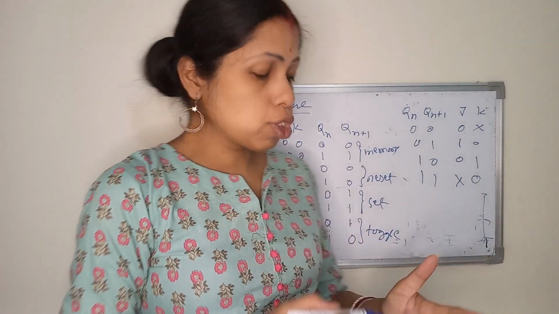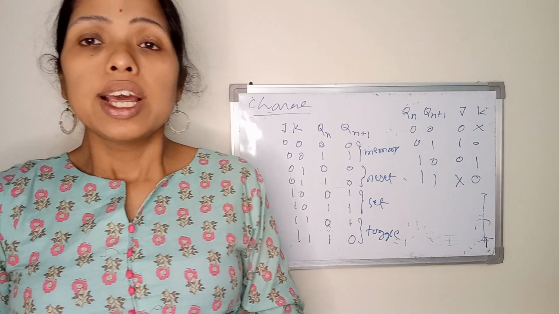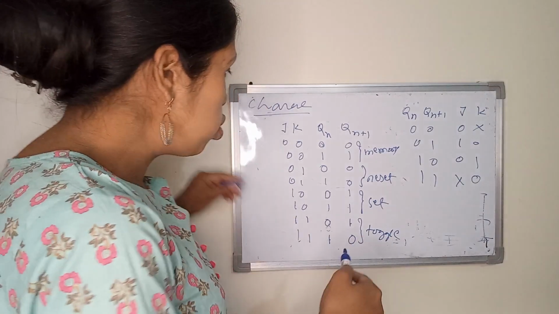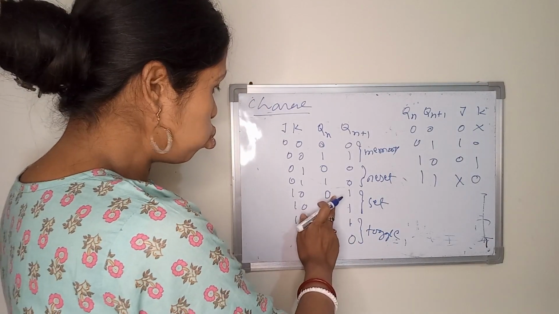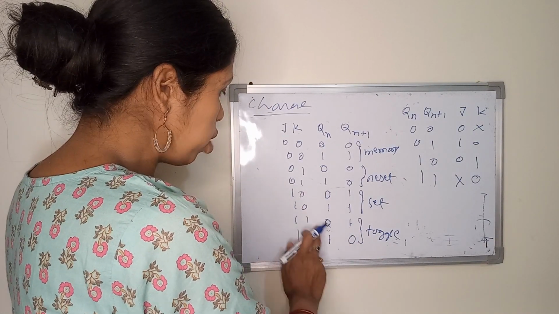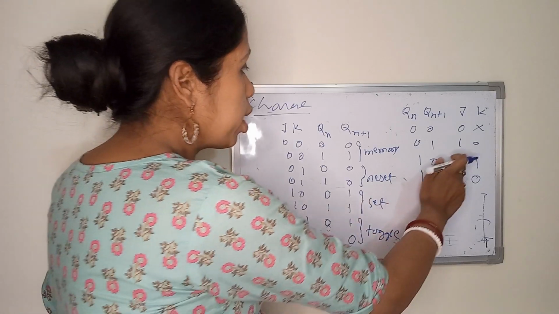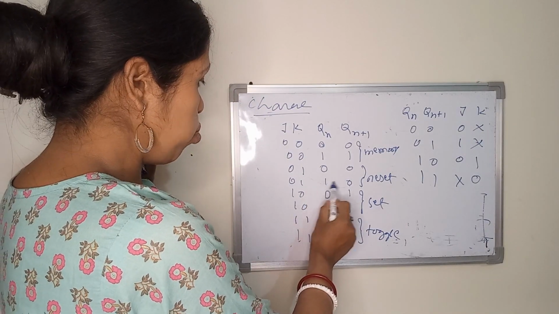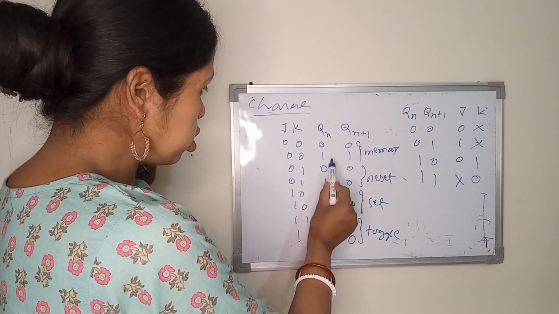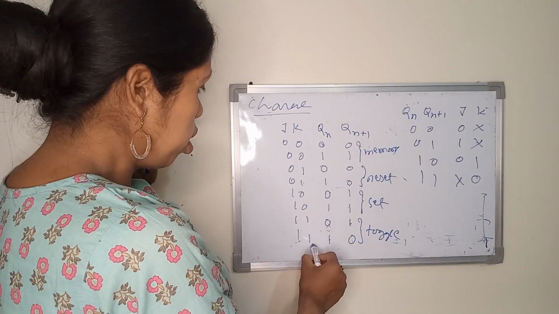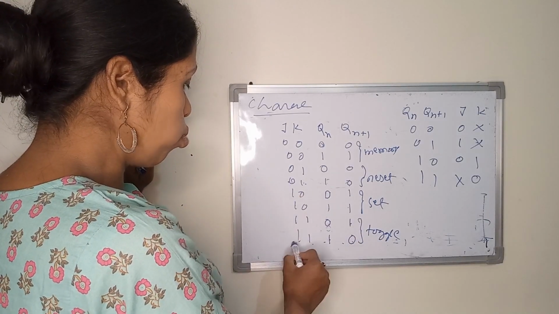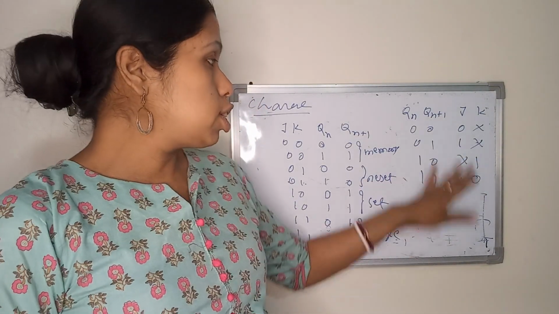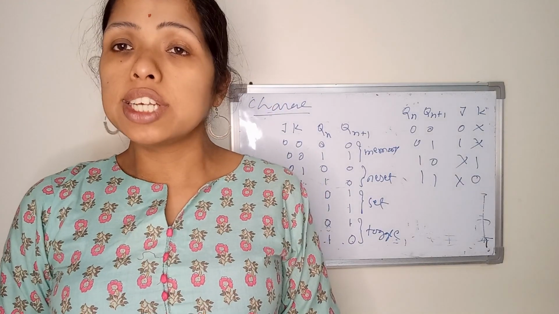Okay, so this is the characteristics excitation table of the JK flip-flop. 0, 0 gives 0, don't care. For 0, 1 you can see two 0, 1s: one gives 1, 0 and the other gives 1, 1. So it means 1, don't care. For 1, 0 also, you can see 0, 1 and 1, 1 once more. So it is don't care, 1. Okay, so this is about the excitation table of the JK flip-flop.